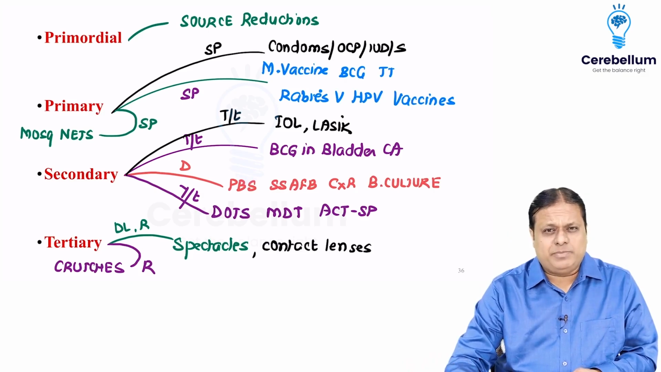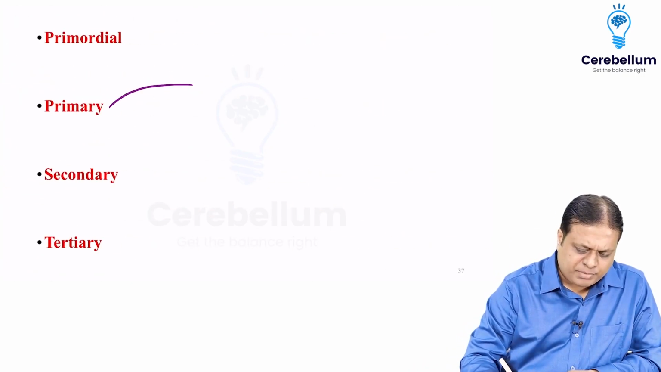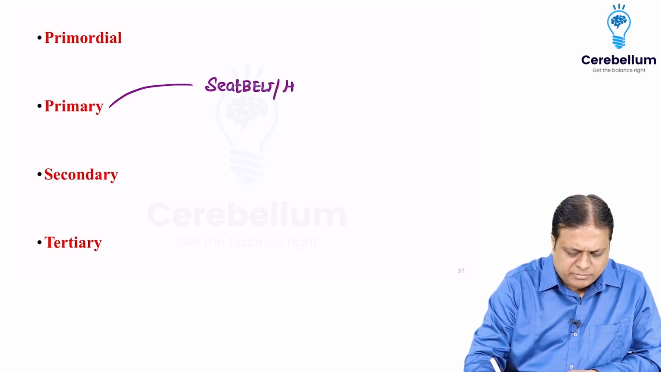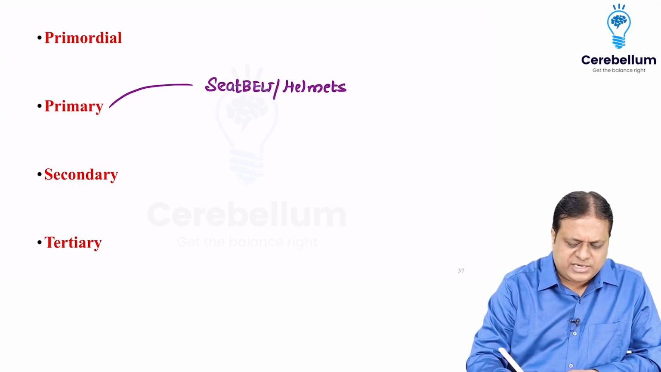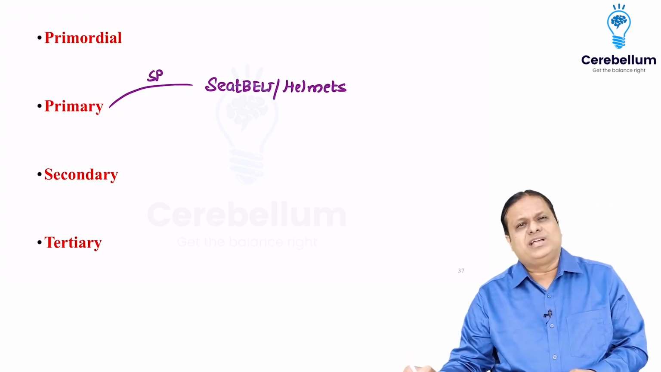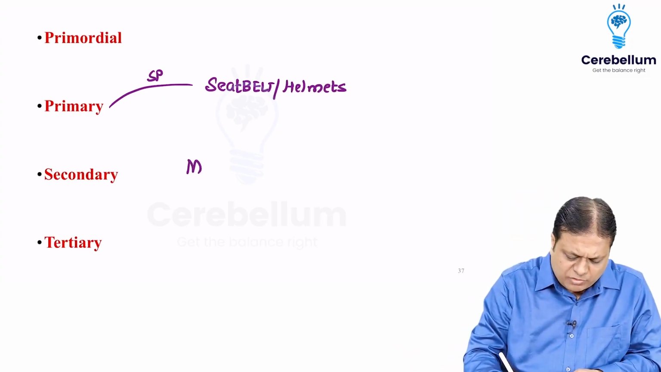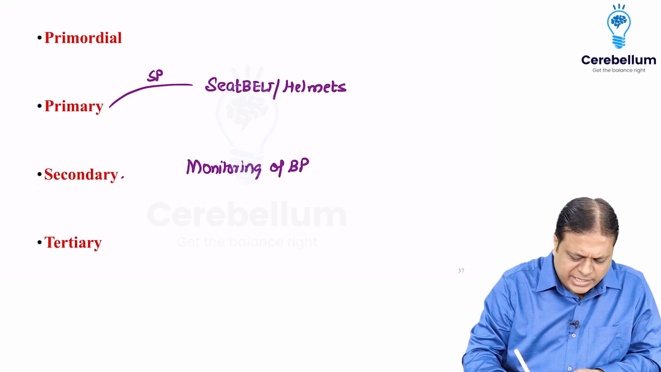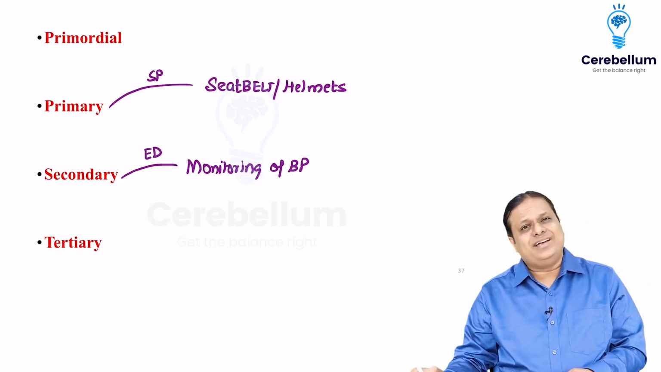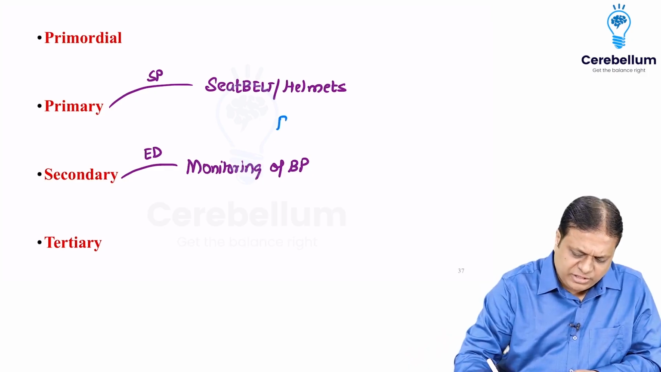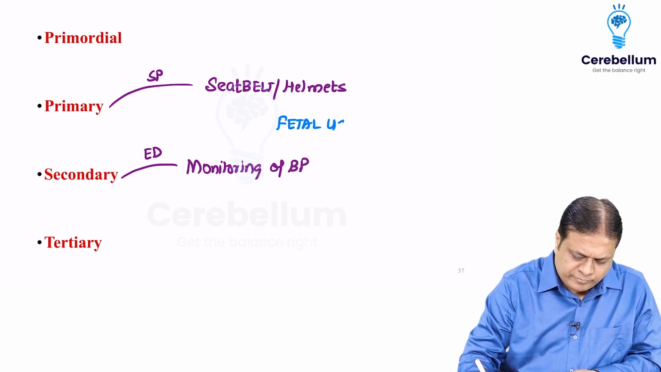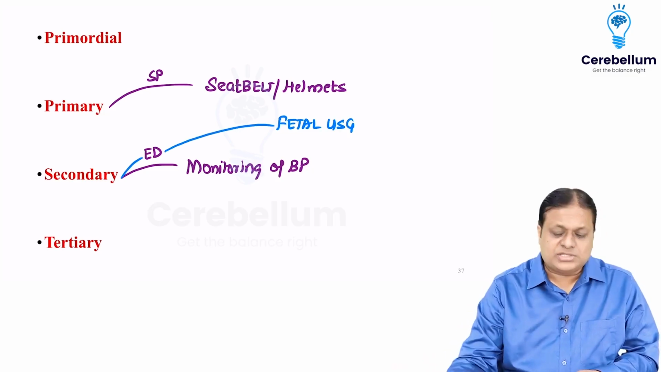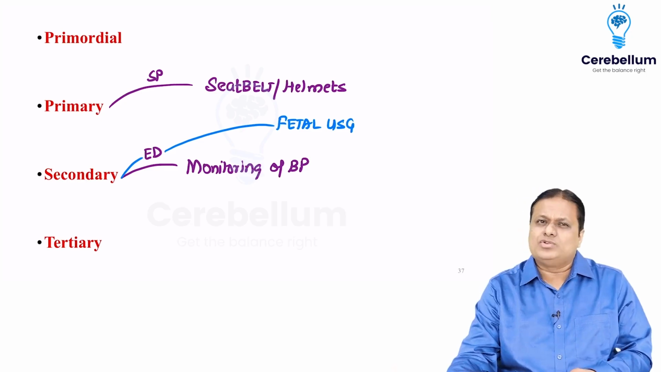When we look at seatbelt, helmet, they are primary level specific protection. So seatbelt, helmet, they cannot prevent accident, but they can give specific protection against head injury. Monitoring of blood pressure cannot prevent hypertension, but it helps in early diagnosis, secondary. Fetal ultrasonography cannot prevent Down syndrome, it can detect. So this is also secondary level, like chorionic villus sampling, amniocentesis.